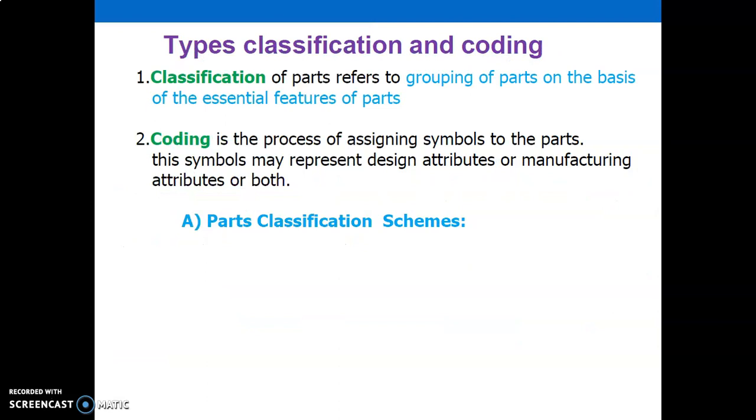Types of classification and coding. First, classification of parts refers to grouping of parts on the basis of the essential features of the part. Second, coding is the process of assigning symbols to the part. This symbol may represent design attributes or manufacturing attributes or both.